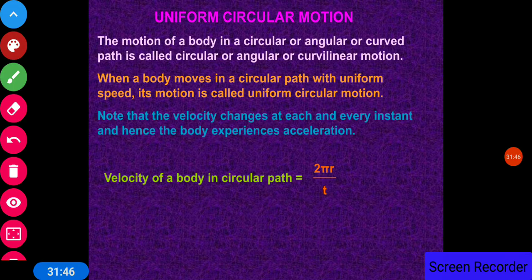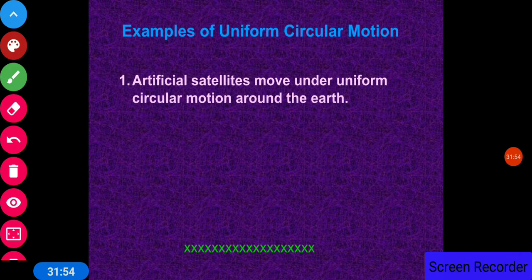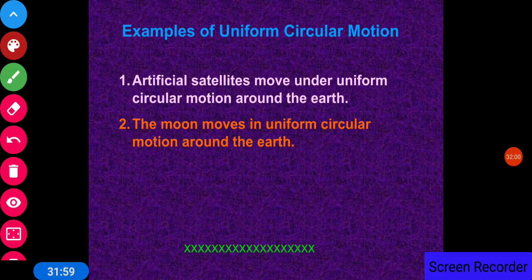So velocity of a body in a circular path can be given as 2 pi r upon t. Example of uniform circular motion: artificial satellites move in uniform circular motion around the earth. The moon moves in a uniform circular motion around the earth.